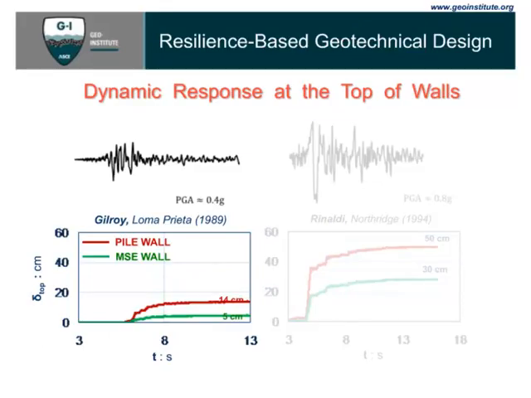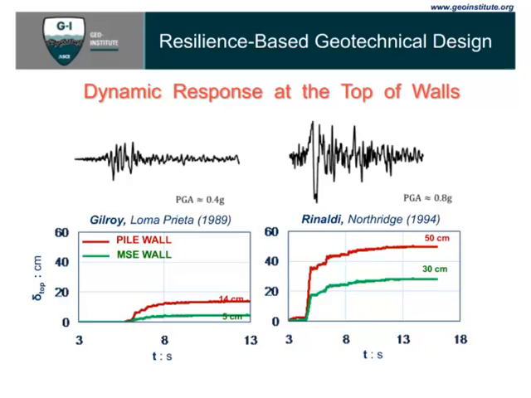So the first parameter we looked at was the dynamic response of the walls that we analyzed numerically, which was to look at the displacement at the top of the wall. You can see the two systems: in red is the conventional pile wall, and in green is the MSE wall. At the end of the shaking of the Gilroy record, we have a displacement on the order of 5 to 13 centimeters at the top of the wall, which would be considered acceptable for safety and functionality.